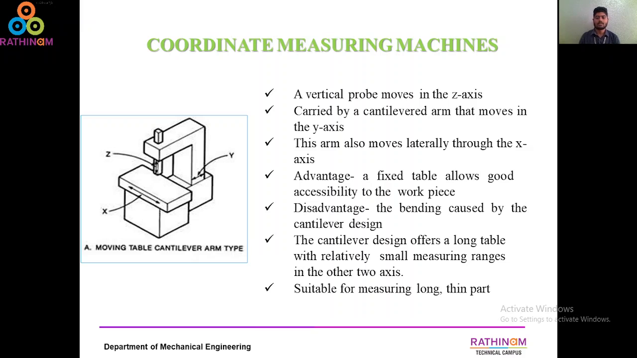Then of course it has disadvantages: the bending caused by the cantilever design. Whenever we use a cantilever system, if we apply overload, it may lead to bending down. The cantilever design offers a long table with relatively small measuring ranges in the other two axes. That means we may want to support a big-size component with the cantilever, but the measuring range of the cantilever is not that large, it will be about half, because the cantilever may bend. Then it is suitable for measuring long thin parts. So it is suitable for long and thin parts.